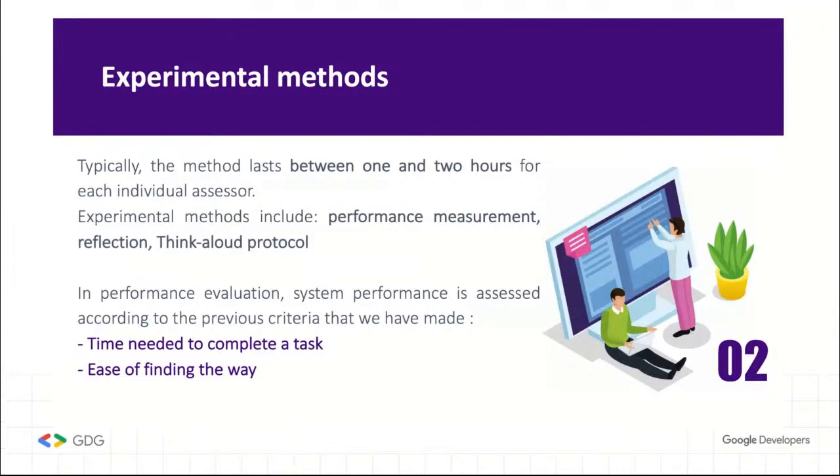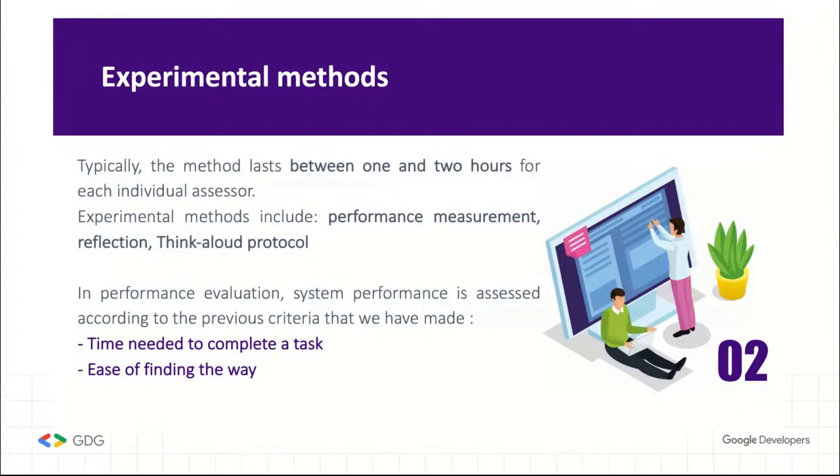Experimental methods, actually, typically last between 1 and 2 hours for each individual assessor. Experimental methods include performance, measurement, reflection, and think aloud protocol. So in performance evaluation, system performance is assessed according to the previous criteria that we have made: time needed to complete the task, and ease of finding a way.